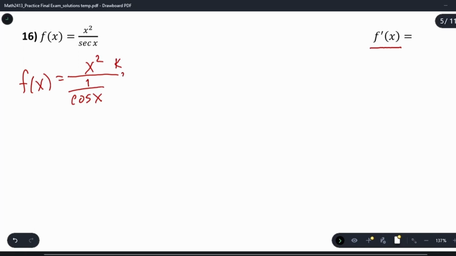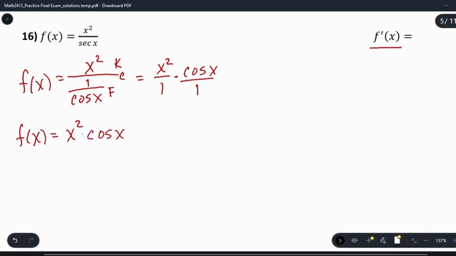And then I can apply the keep, change, flip. So that'll give me x squared over 1 multiplied by the reciprocal of this fraction, cosine x over 1, which gives me my new function to be x squared times cosine x. And then I can apply the product rule.